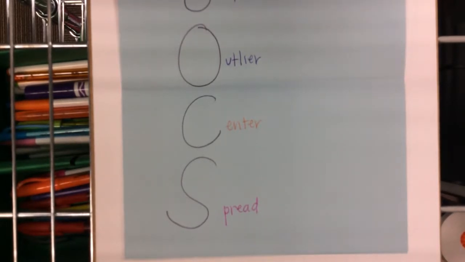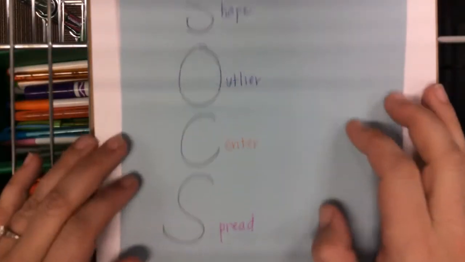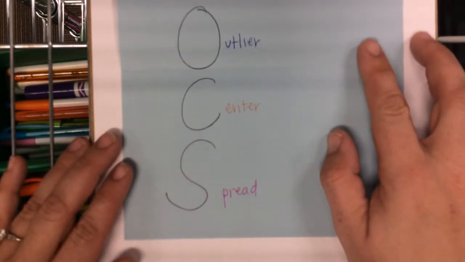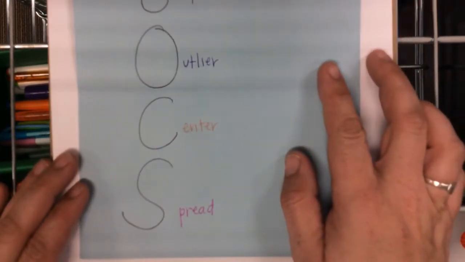So this is the front of our note today. Shape, outlier, center, spread. I would put it so that it opens like a book.